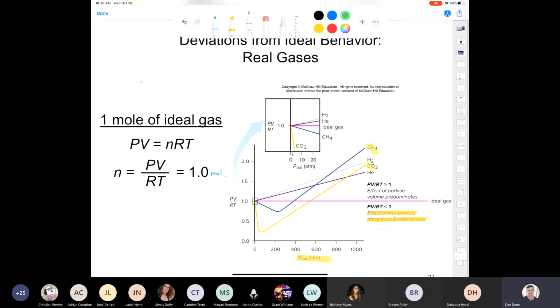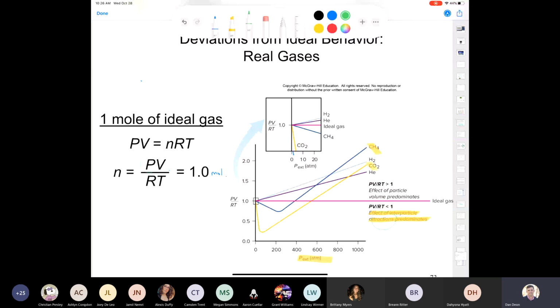The net result is that there's going to be less pressure, and that's going to cause this P to be lower. This is going to cause the numerator to decrease, and it's going to give us an n less than 1.0 moles. Now, you can see that all of them get above that n equal to 1 mole once you get into really high pressure.